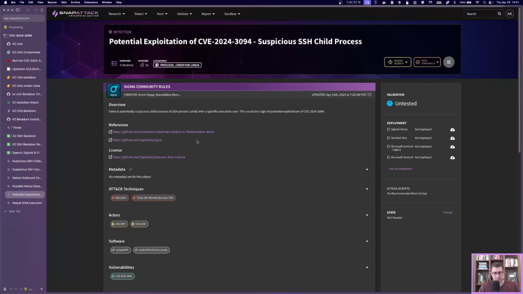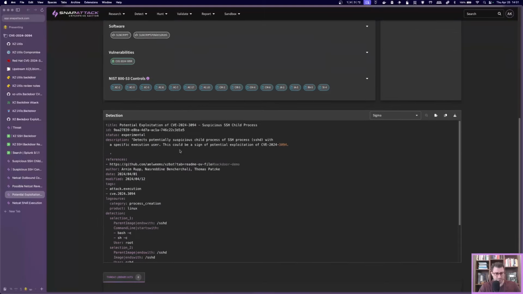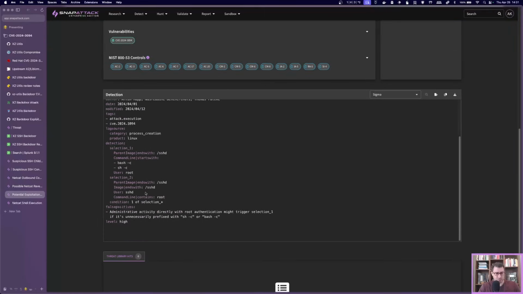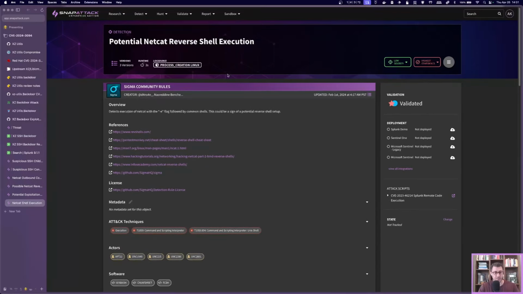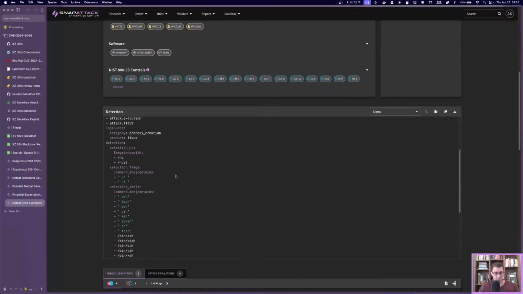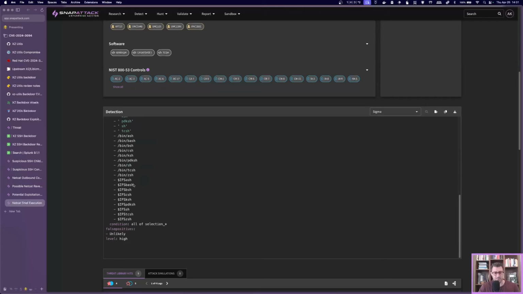We have some Sigma community rules by the awesome Sigma people. This is one that puts in some of the similar things here with -c, looking for the SSHD, and command line contains root. So it's really breaking it down with a few more things in here. And the last one here, we have the netcat reverse shell. So this is, again, similar process creation, looking for NC, netcat. So a lot of this is really focused on netcat.